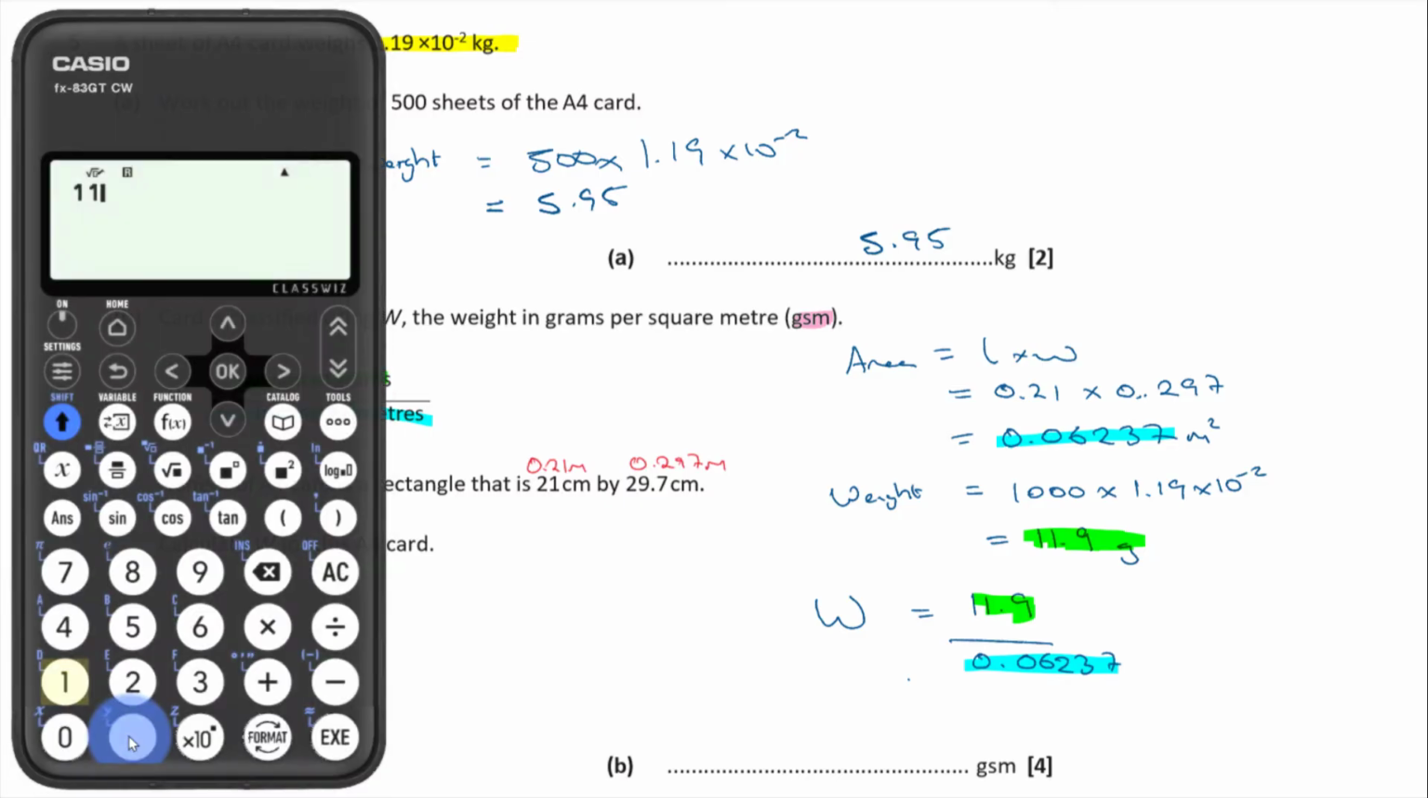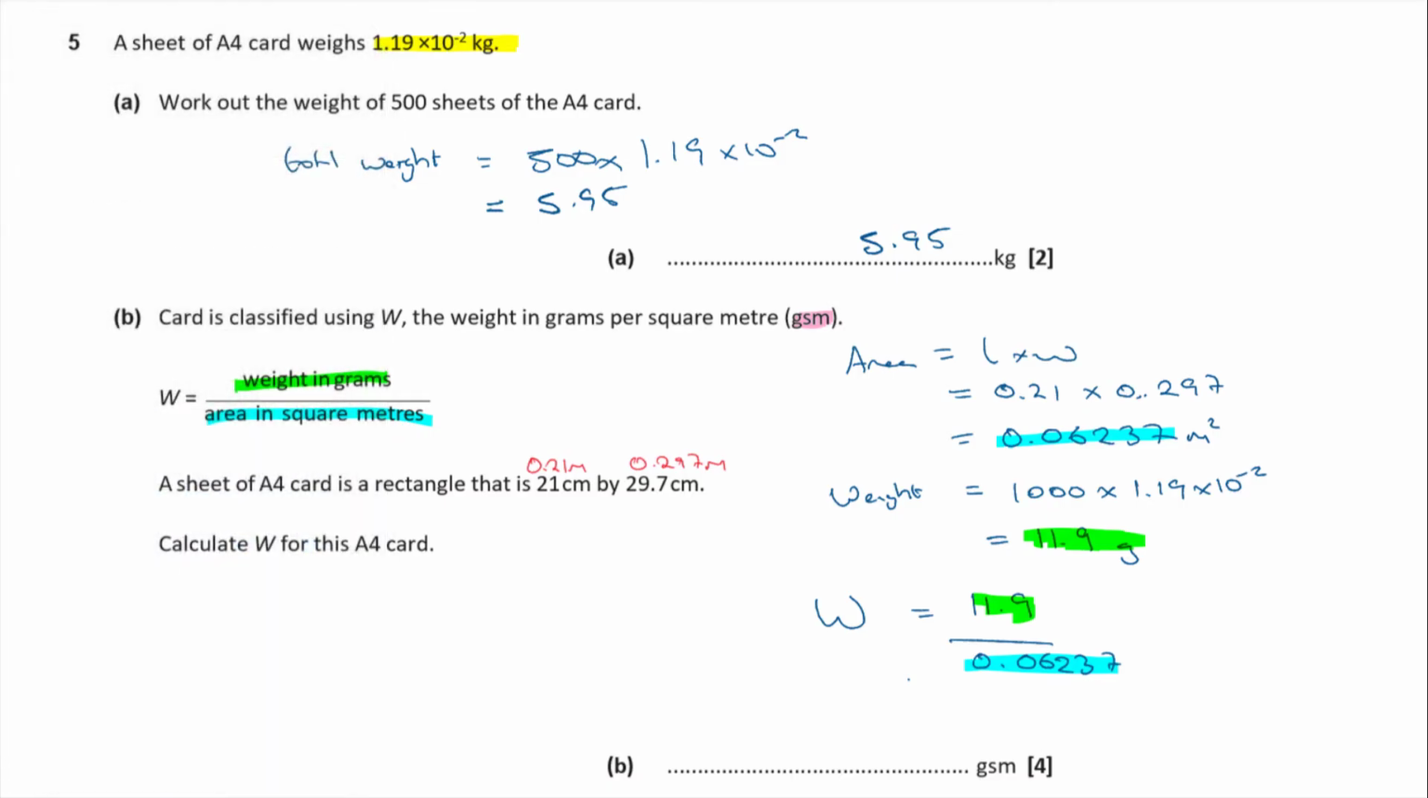Okay, so we're going to divide that by that. So 11.9 divided by 0.06237, and that comes out to be 190.78, which I'm going to round up. I think we're going to round off to 3 significant figures, which makes that 191 GSM. Okay, and that's my answer, 191.